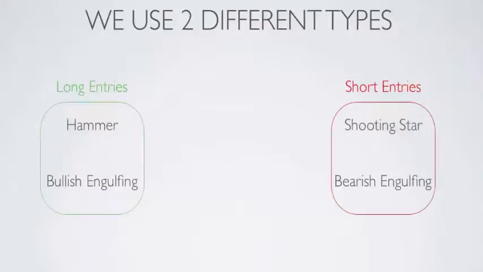So the two different types we use are bullish and bearish, of course. We've got the hammer and the bullish engulfing for long entries, and for short entries we're using the shooting star or the bearish engulfing.